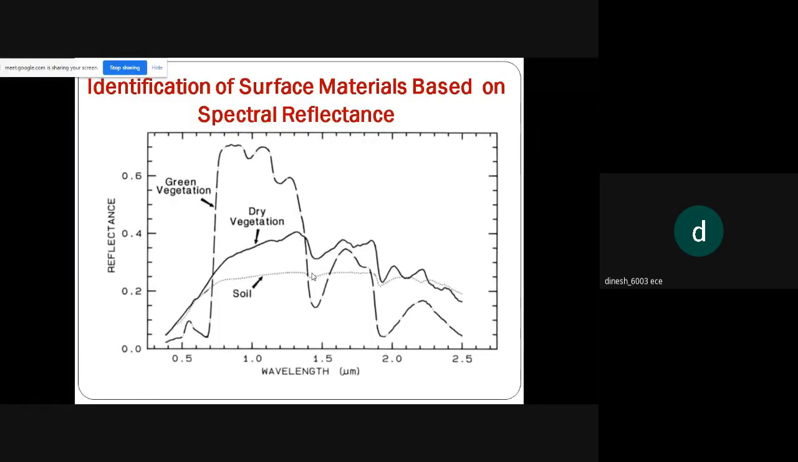So the choice of wavelength is a must depending upon the application being used. So that design comes into play in this concern.